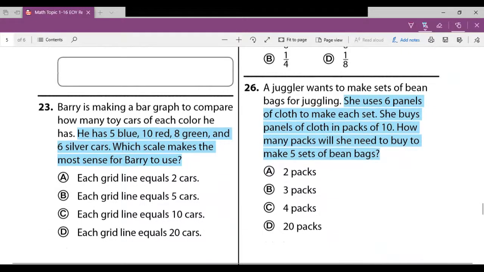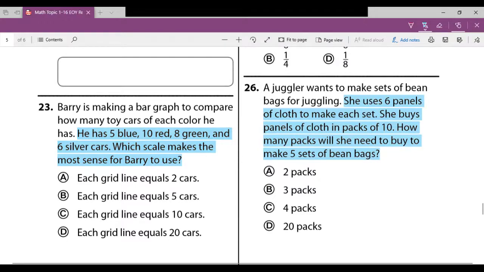It says Barry is making a bar graph to compare how many toy cars of each color he has. He has 5 blue, 10 red, 8 green, and 6 silver cars. Which scale makes the most sense for Barry to use? Now, when we're taking a look at this, let's take a look at the information that we're given. We got 5, 10, 8, and 6. So basically, we're trying to figure out which scale, which key would make the most sense to use for a bar graph.